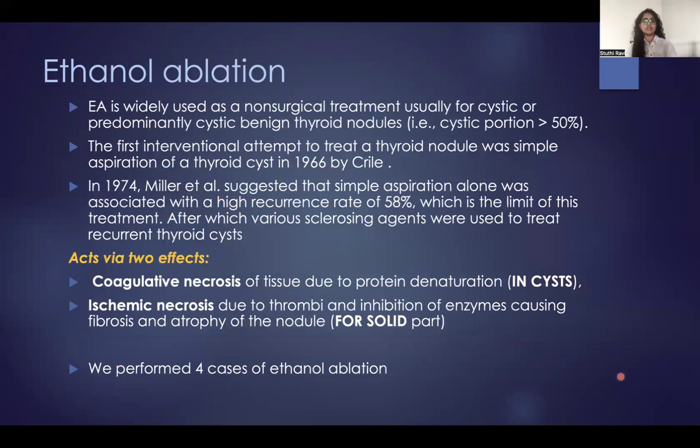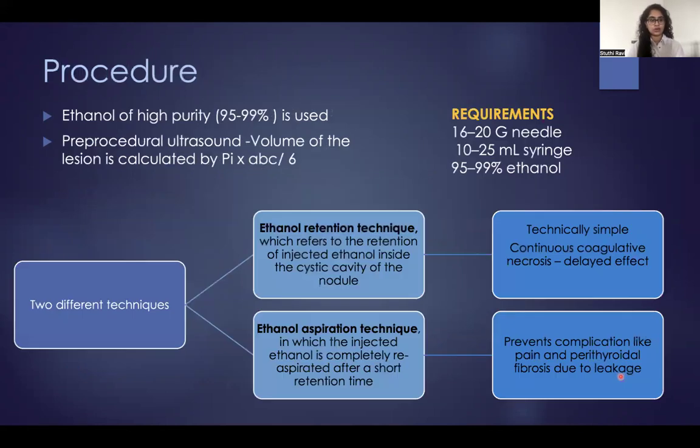So ethanol ablation is used widely as a non-surgical treatment, specifically for cystic or predominantly cystic benign thyroid nodules. It acts via two effects: coagulative necrosis of tissue due to protein denaturation in cysts, or ischemic necrosis due to thrombus and inhibition of enzymes causing fibrosis and atrophy of the nodule for the solid part. We performed 4 cases of ethanol ablation.